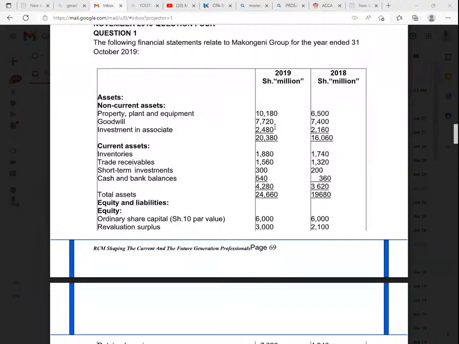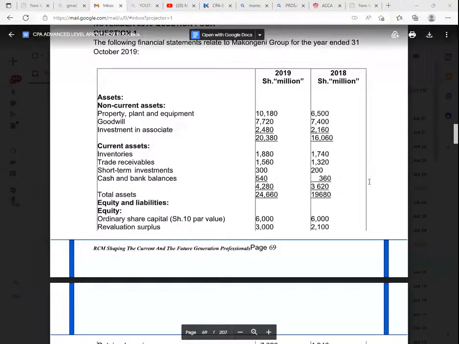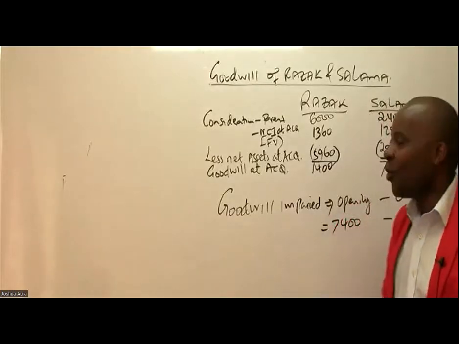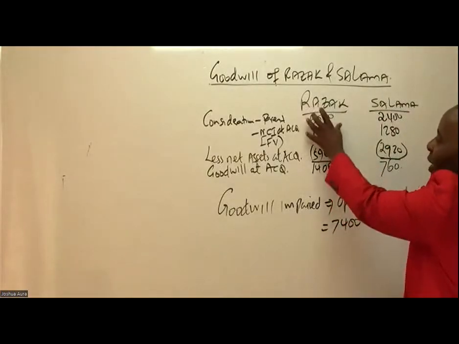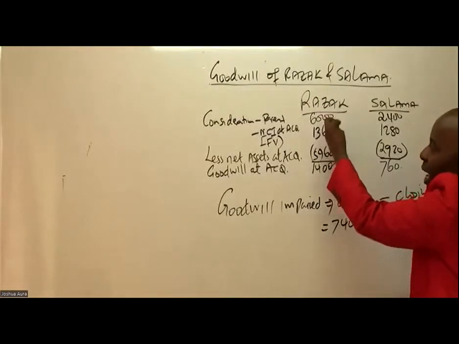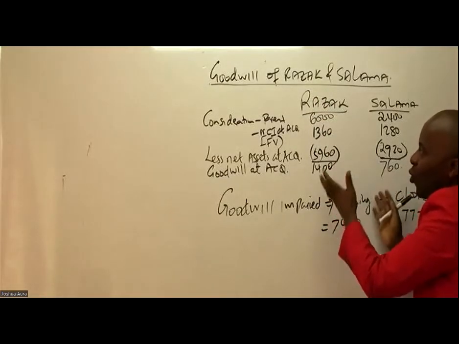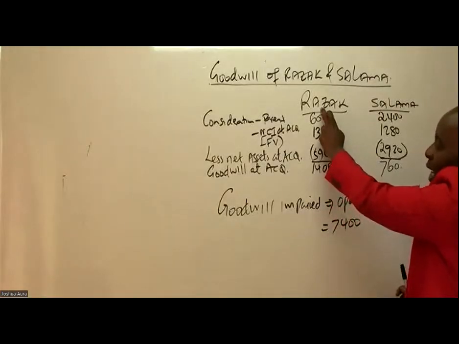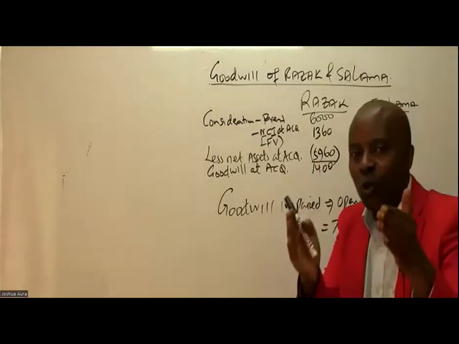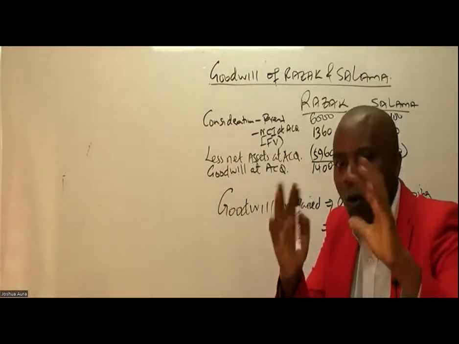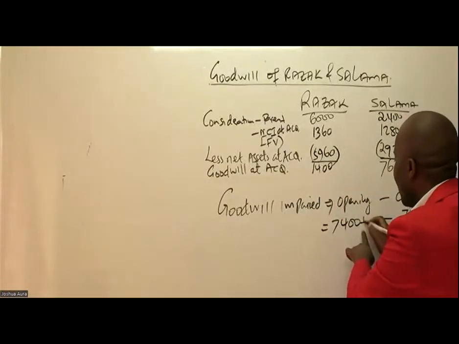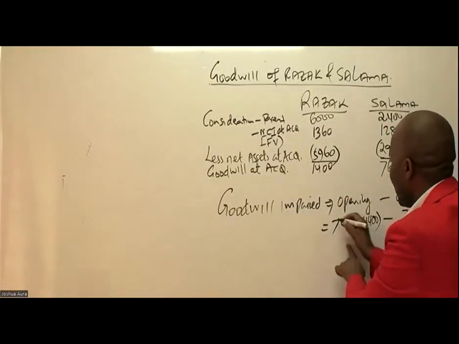Now, ladies and gentlemen, I would want you to listen to me very carefully. You know, there is goodwill in the year which came to the group because of Razaki that was acquired. So whenever you have got goodwill, I can call it goodwill acquired during the year, you always add it to the opening balance. So in this case here, plus 1,400, like that.